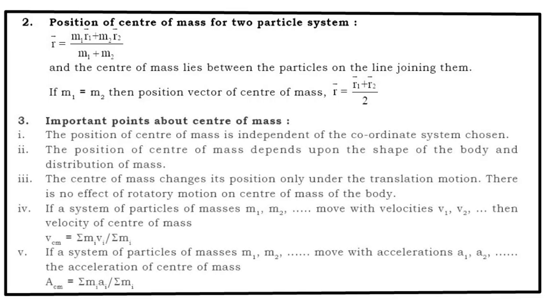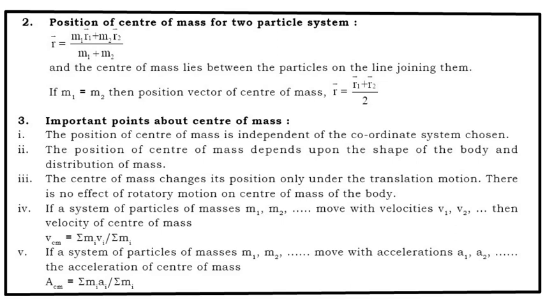Now there are some important points about center of mass. Listen to it very carefully. The position of center of mass is independent of the coordinate system chosen. Means however you select the coordinate, the position of center of mass does not change. The position of center of mass depends upon the shape of the body and distribution of mass. For example, if some part of the body is heavier, the center of mass tends to move towards the heavier part of the body. The distribution is uneven. Center of mass would be always closer to the part which is heavier.